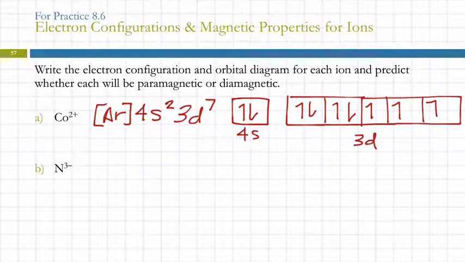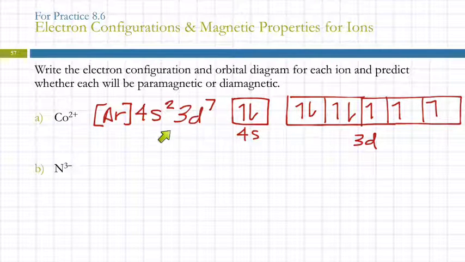Okay, so that would be the electron configuration for cobalt atoms, right? But this is a cobalt ion. Are we adding 2 electrons or taking 2 away? We're taking 2 away. We're removing 2 negative charges, which gives us a positive. Stupid minus signs, right?